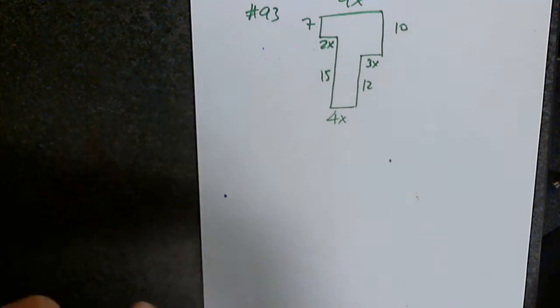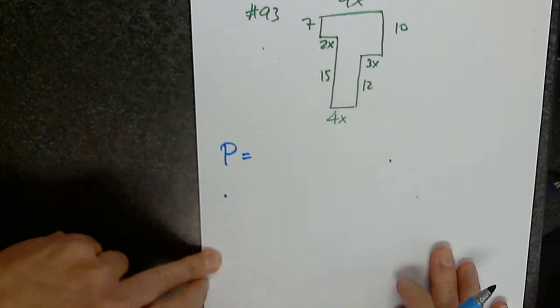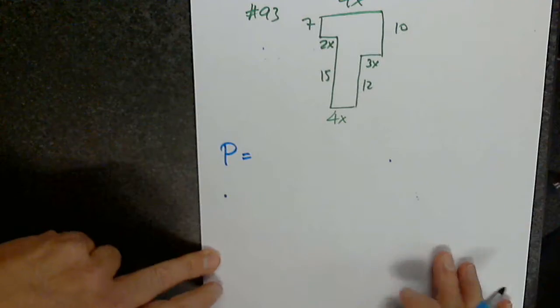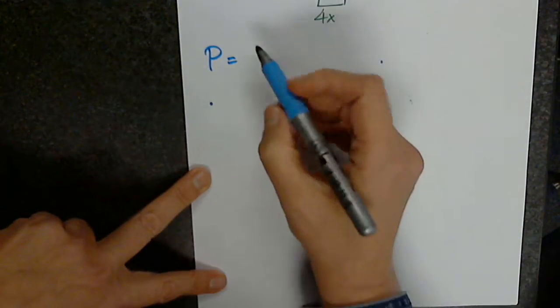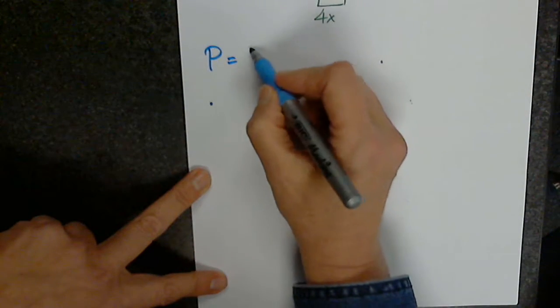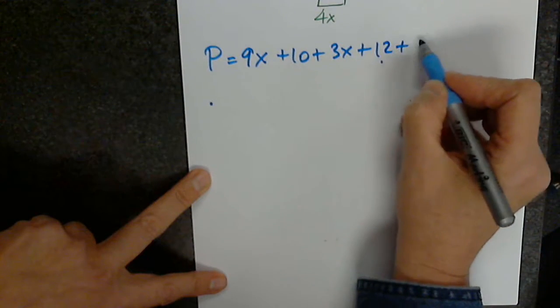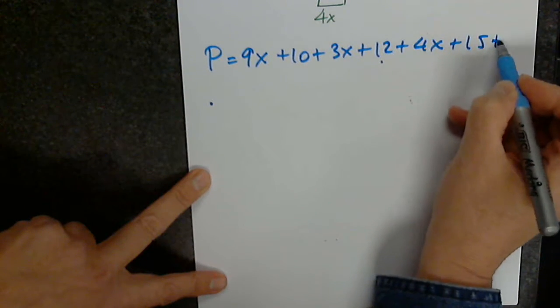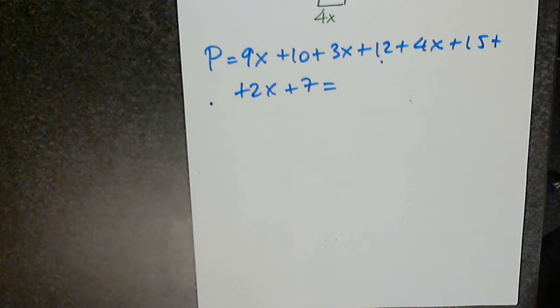Can anyone give us the perimeter? How to write it first? I'm going to write it. I'm going to start at this corner and go around it so everyone can see. 9x plus 10 plus 3x plus 12 plus 4x plus 15 plus 2x plus 7. And now we combine like terms.